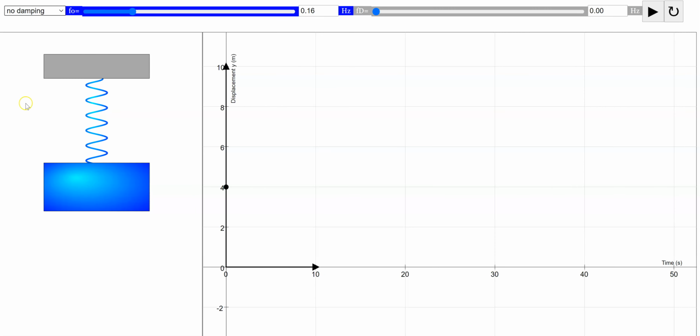Here we do have the same mass vertically. Normally it's horizontal, right? But for our purposes, it's going to be better to see it vertically this way. On the right side, we can put a graph of position, which is the position of the center of the mass, versus time. Time is on the horizontal scale. Okay, let me start it.